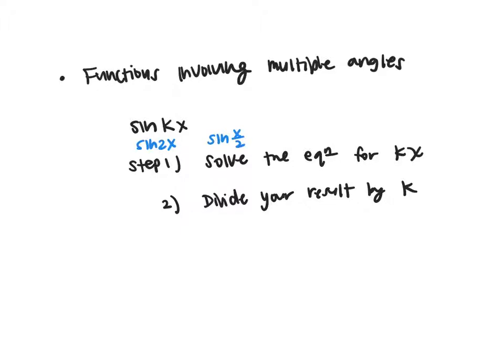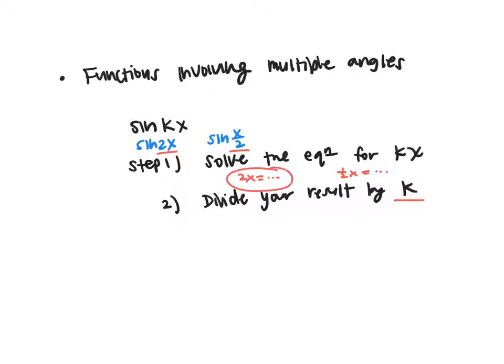For these types of problems where you have a coefficient in front of x other than just 1, the way you solve them is to solve the equation for kx. So you would solve for 2x, or you would solve for 1/2 x, or k over 2, x over 2. And then you just isolate the x by dividing your result by k.